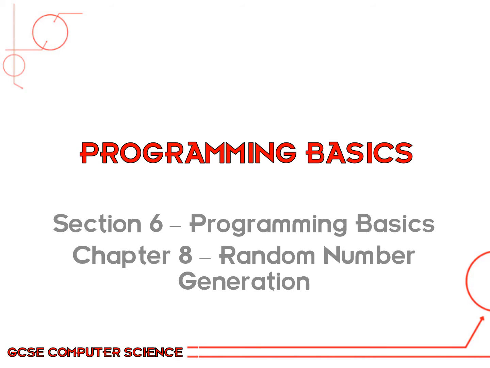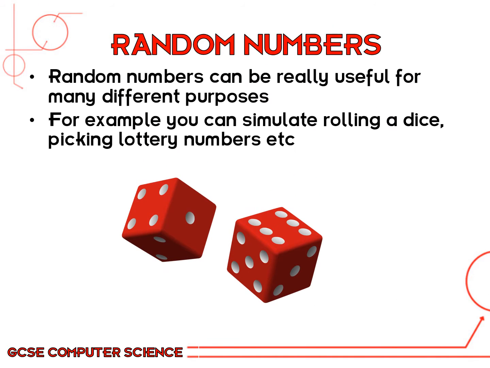Hello, this is a new topic for J277 that is additional to the old specification, and it's all about random number generation. So random numbers can be really useful for different purposes, and we're going to have a little look at that in this video. For example, you can simulate rolling a dice or picking lottery numbers as a simple example.